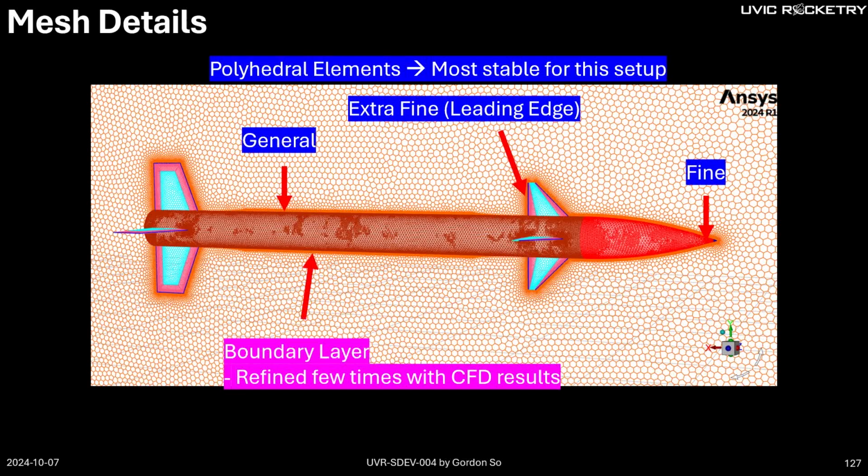For the element types, I use polyhedral because it's so stable for this setup. I tried all the mesh types in ANSYS Fluent, but I still find polyhedral the best for this setup. Boundary layer, I refined so many times with a lot of CFD solutions, because you will see why I say I was fighting for my life in the next few slides.